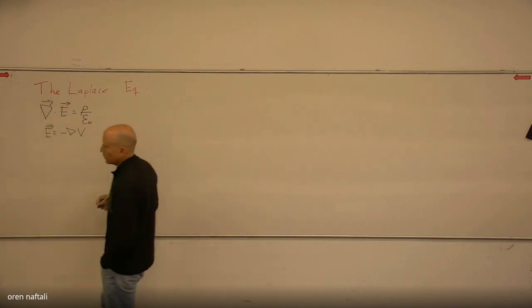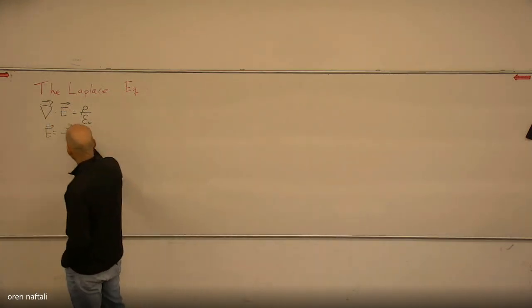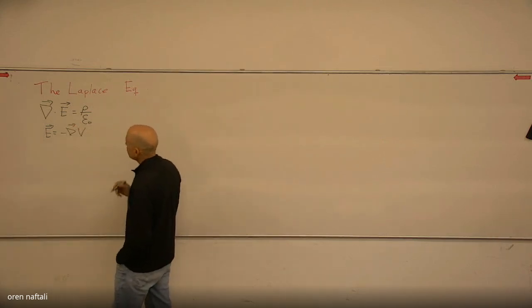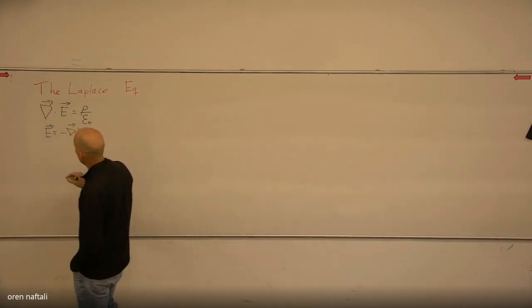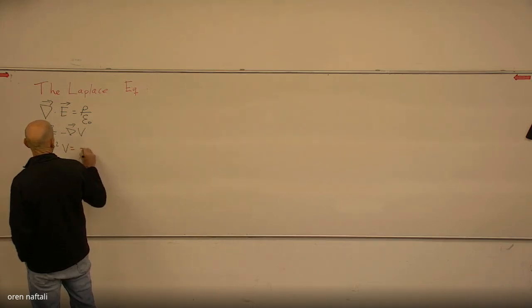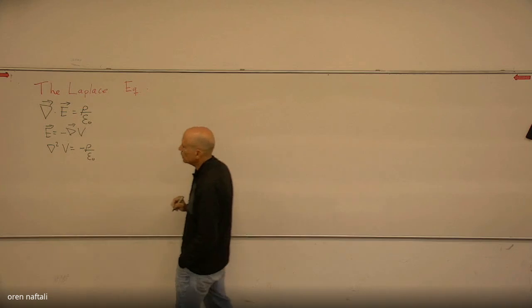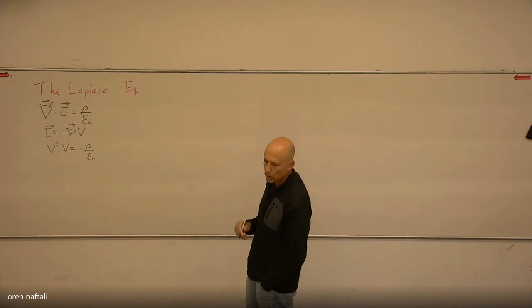And this curl E equals 0 means that we can write the electric field like this, with the del operator. And from this we can plug it in and we can get a famous equation which is called the Poisson equation. The minus here comes from the definition of the potential. This is called the Poisson equation.